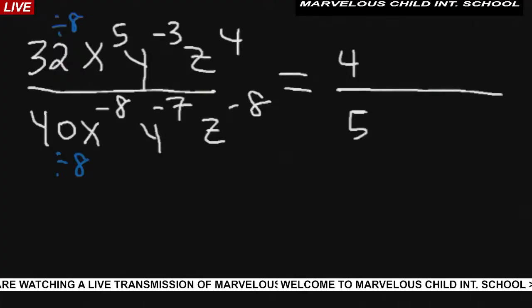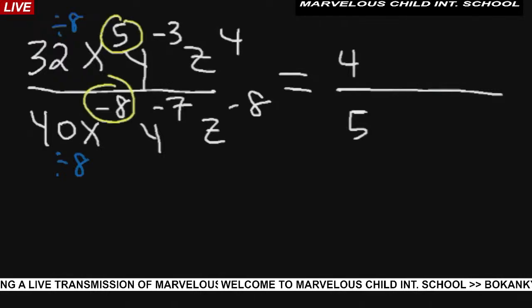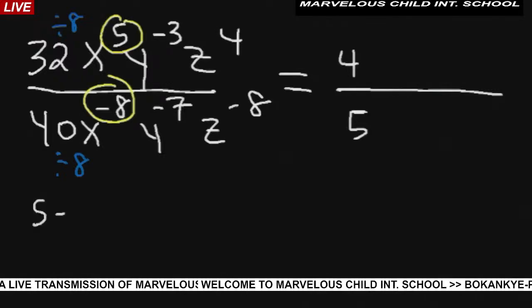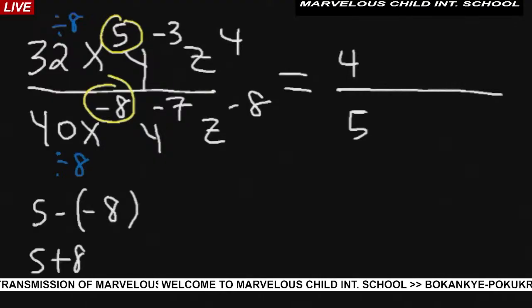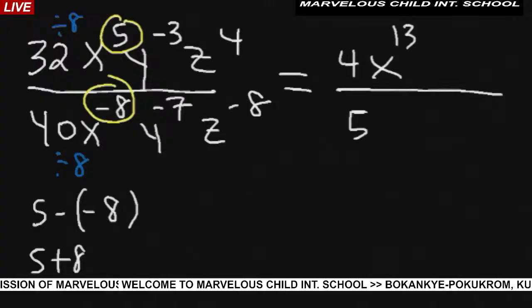So now we could focus on the variables. x to the 5th power divided by x to the negative 8. So 5 minus negative 8. 5 minus negative 8 is the same as 5 plus 8, which is 13. So initially it's going to go on top. So we have x to the 13 on top.